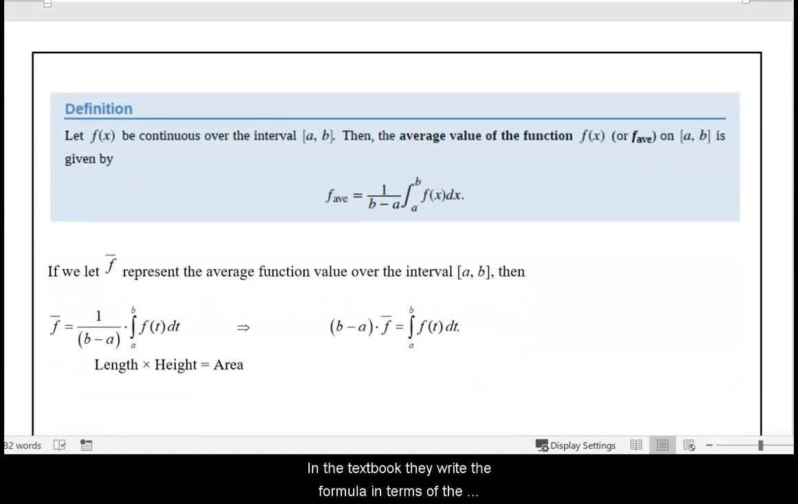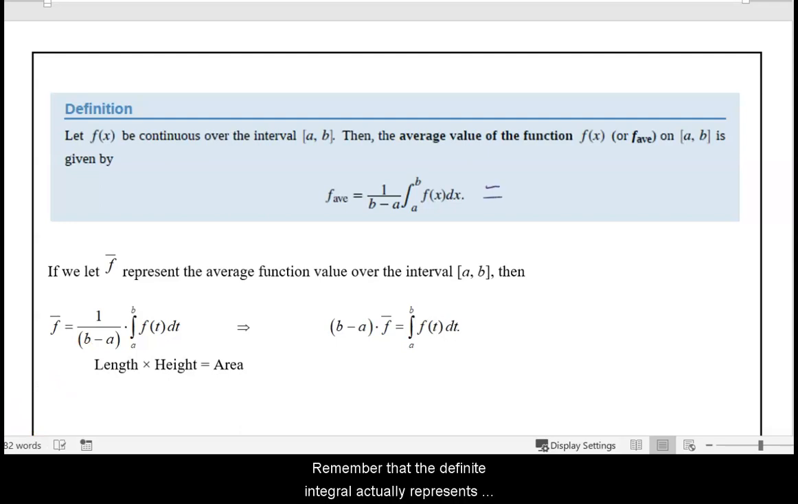In the textbook, they write the formula in terms of the variable x instead of t. Provided your function is continuous over the interval from a to b, which guarantees that you do have a definite integral, then the average value of that function over that interval is 1 over b minus a times this definite integral.